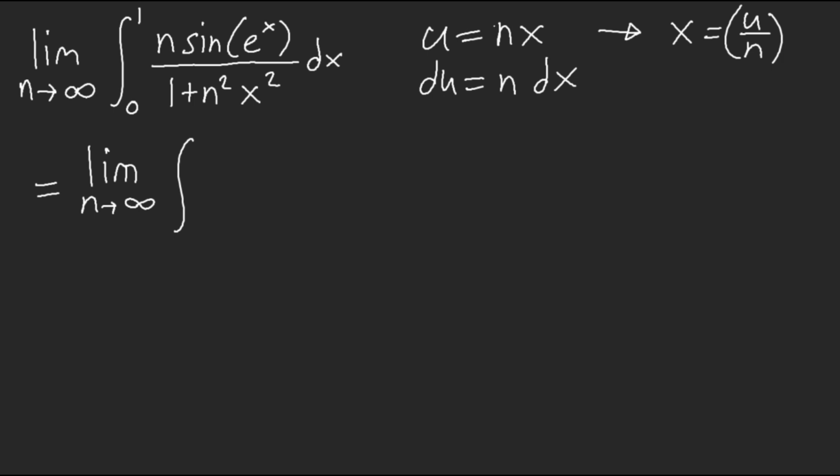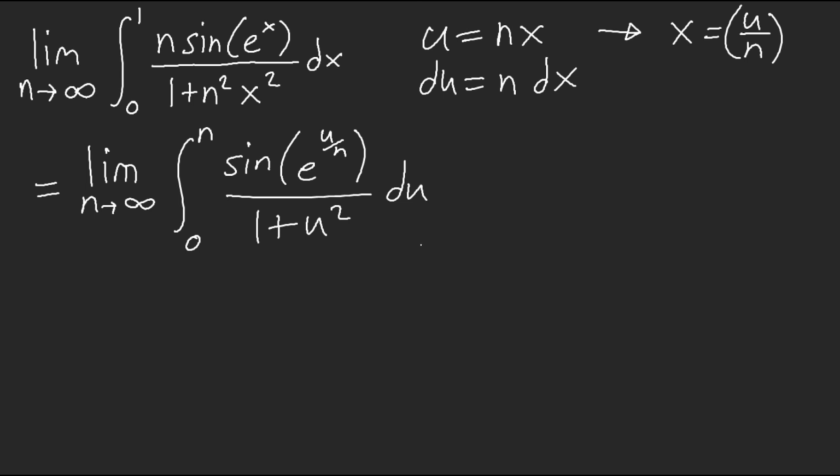Notice that we plug in 0, 0. 1 is now n. You see how this can be a little dangerous, but of course we should be okay because we do have nx supporting us. So n, that's canceled out. We have now sine of e to the u over n, and then 1 plus u squared.